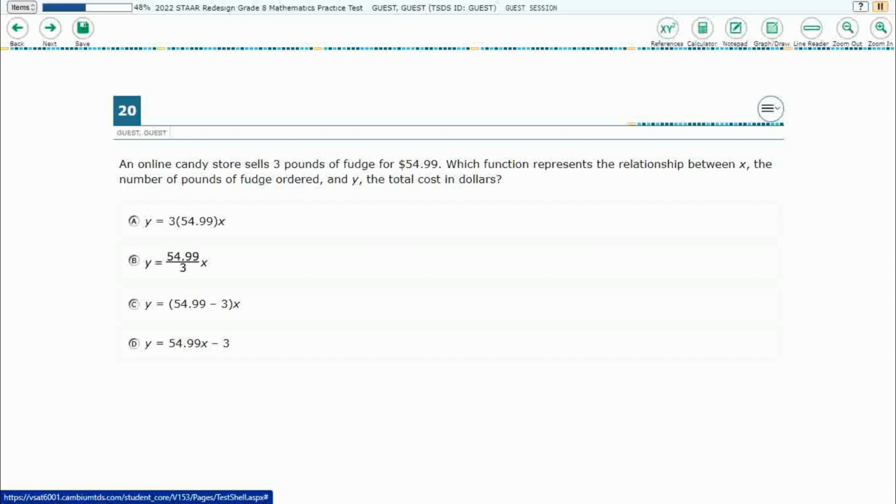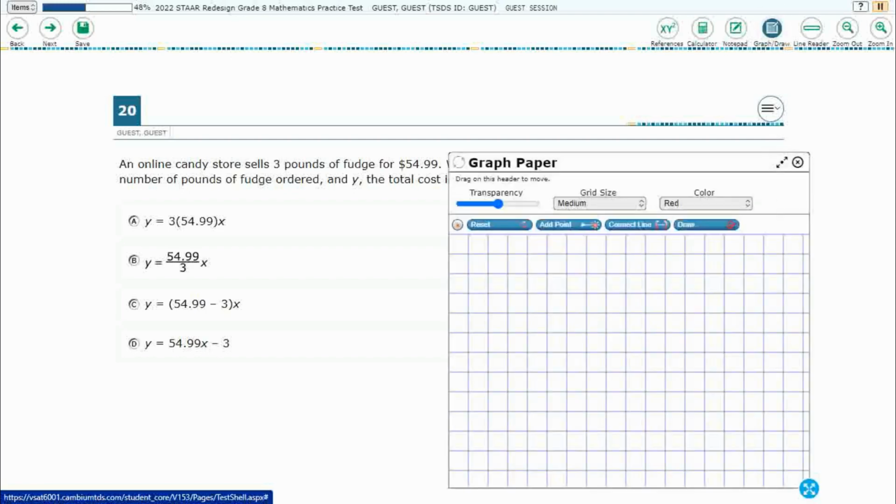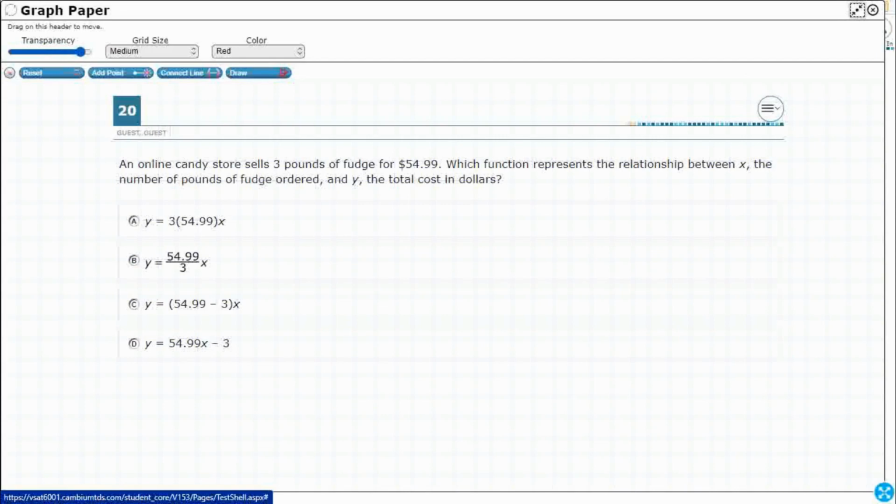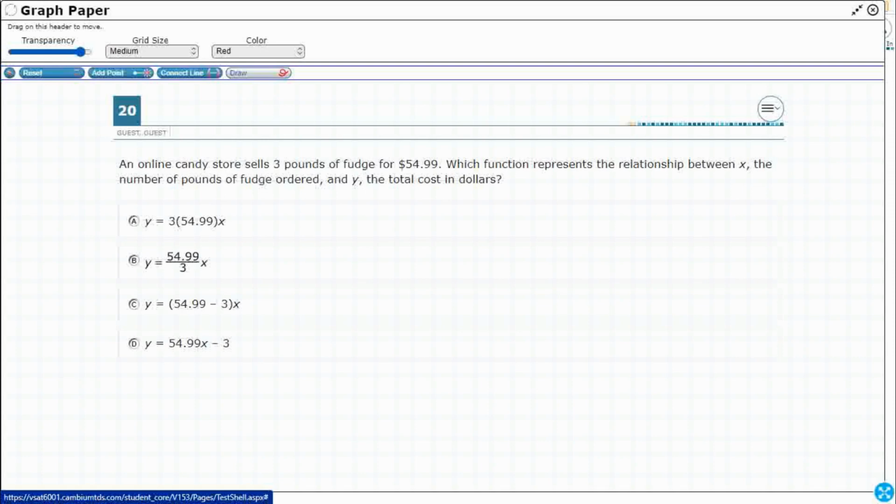So, an online candy store is selling 3 pounds of fudge for $54.99. We need to find a function that best represents the relation between the number of pounds of fudge ordered X and the total cost in dollars Y. All right, seems like it should be pretty straightforward, but we've got some interesting equations there. So let's see if we could just draw a picture of what exactly we're doing here.